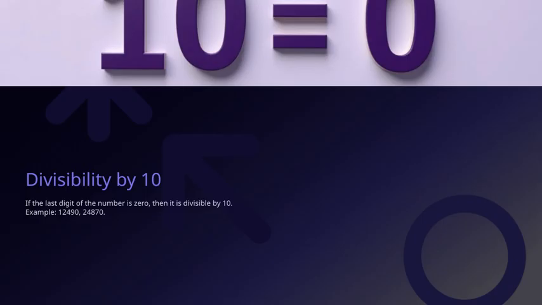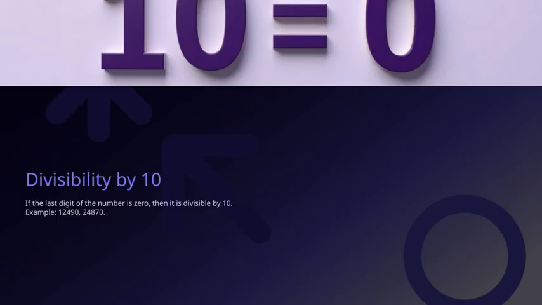The key idea here is quite simple. If the last digit of a number is 0, then that number is divisible by 10. For example, take the numbers 12,490 and 24,870. Both of these end in 0, so they are divisible by 10. This rule is very straightforward and useful because it helps us quickly determine whether a number can be divided evenly by 10 without having to do the actual division.